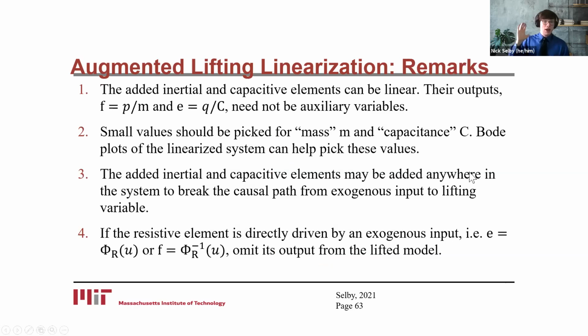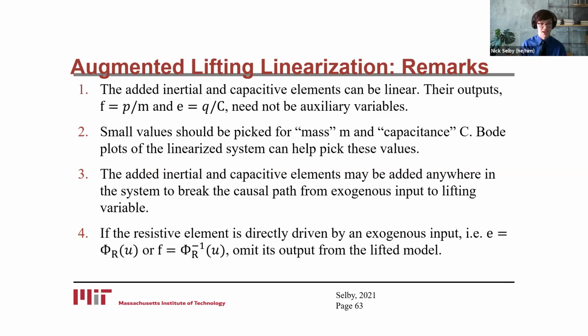Now, a few notes on this algorithm. First, the added inertial and capacitive elements may be linear. There's no need to augment the system with some crazy nonlinear masses and springs. That's unnecessary. And if you keep them linear, then their outputs, flow output F equals state P over mass M, and effort output E equals state Q over capacitance C, need not be auxiliary variables because they're just linear functions of states.